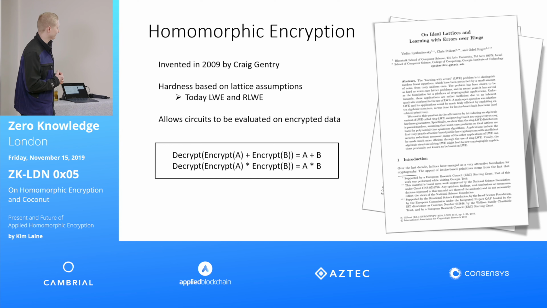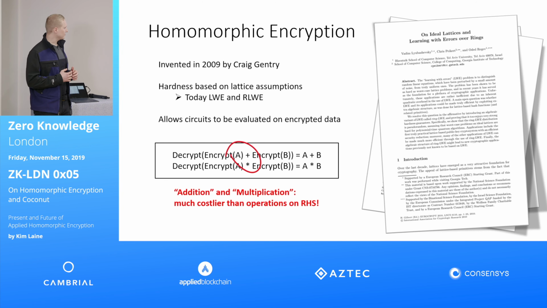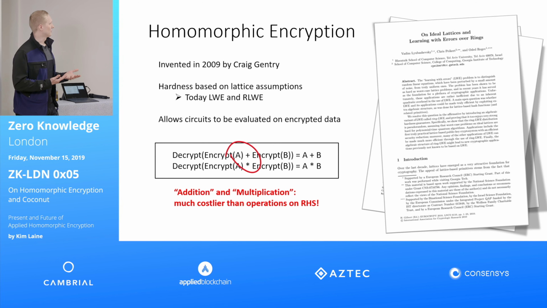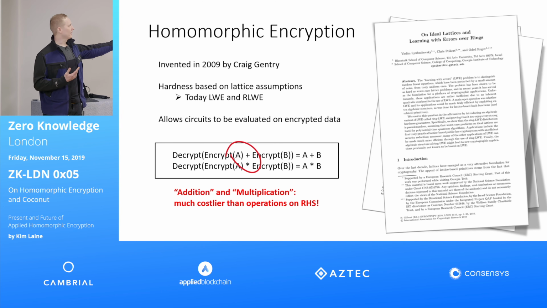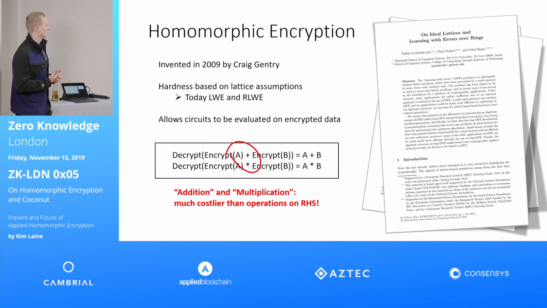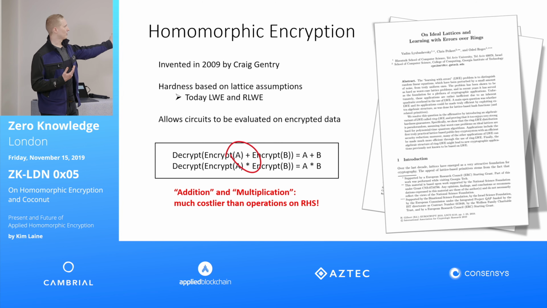Of course, this is extremely misleading, because these two operations here are not just like the operations on the right-hand side. These are very complex operations, because the encryption of A and encryption of B, those ciphertexts, are not like numbers, they're very large polynomials. These operations are not simple at all. So it's much costlier to operate on the encrypted side than on the unencrypted side.